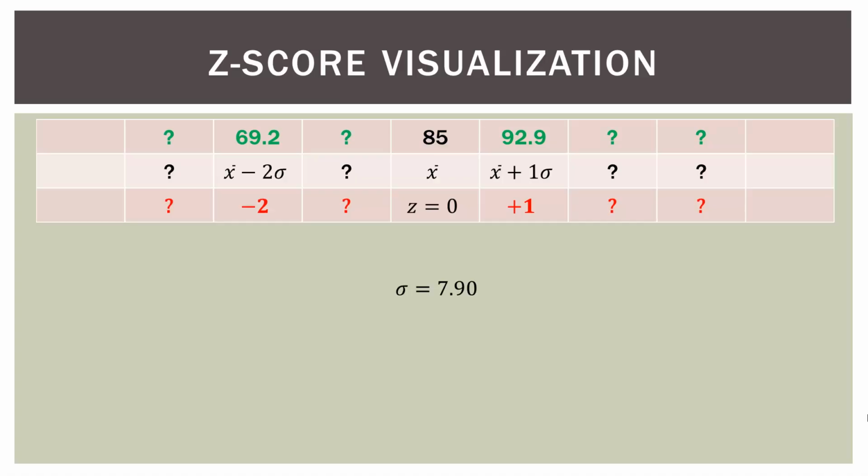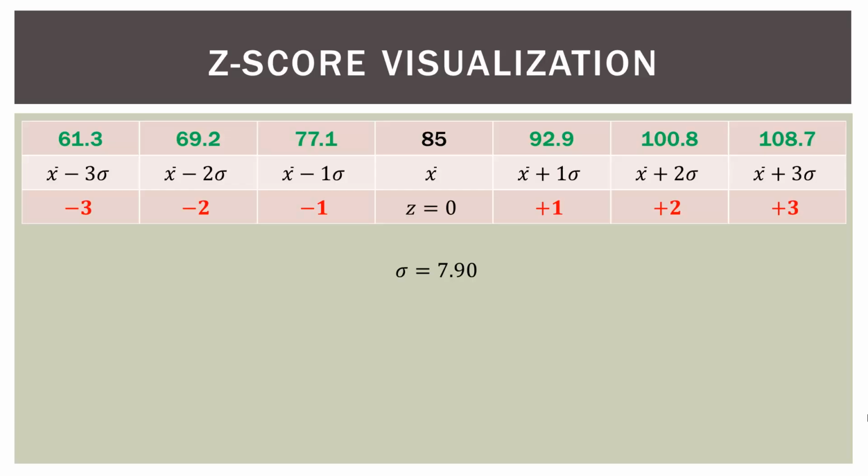So now our z-score is negative 2, because we are 2 standard deviations below the mean. So a z-score of negative 2. Now above that there in the green, we have 85 minus 2 times our standard deviation. So 85 minus 2 times 7.90. And of course that is 69.2. Now, based on those two examples, you should be able to fill in the rest of this chart.